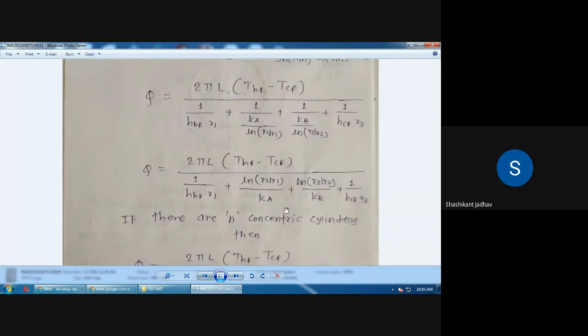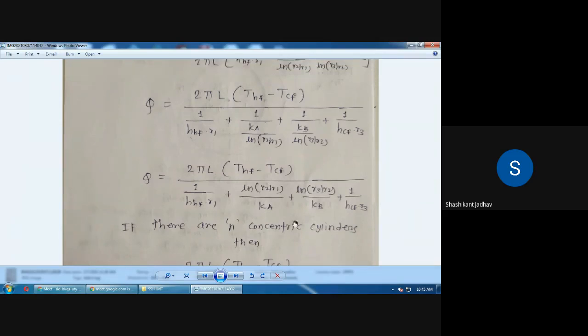ओके. सो इफ देर आर n कॉन्सेंट्रिक सिलेंडर्स, आता हे काय झालं? 2 लेयर असताना आपल्याला इक्वेशन मिळालेलं आहे. सो व्हॉट इज द स्टँडर्ड इक्वेशन इफ देर आर n कॉन्सेंट्रिक सिलेंडर्स? काय होईल सांगा इक्वेशन मध्ये चेंज? So whatever the numerator, that same numerator will be there, 2 pi L into THF minus TCF, because inside temperature is THF and outside temperature is TCF.